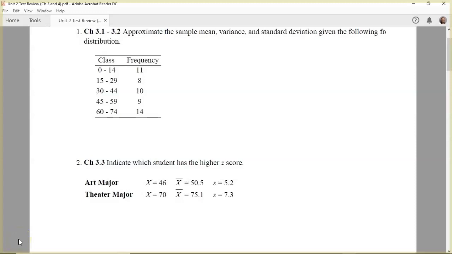In this video, we'll look at the review for the Unit 2 test, which covers all of Chapter 3 and Chapter 4. And I have the questions in order on the review of the sections in which I overviewed them in the video lectures. So here for the first question, it's kind of a 2-for-1 type question. It looks at covering the information that was addressed in Chapter 3, Section 1 and Chapter 3, Section 2.